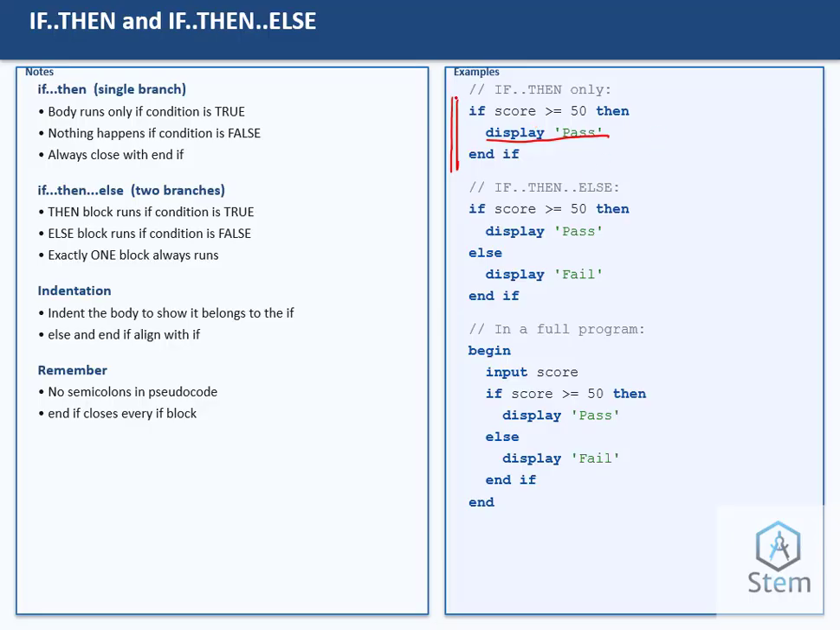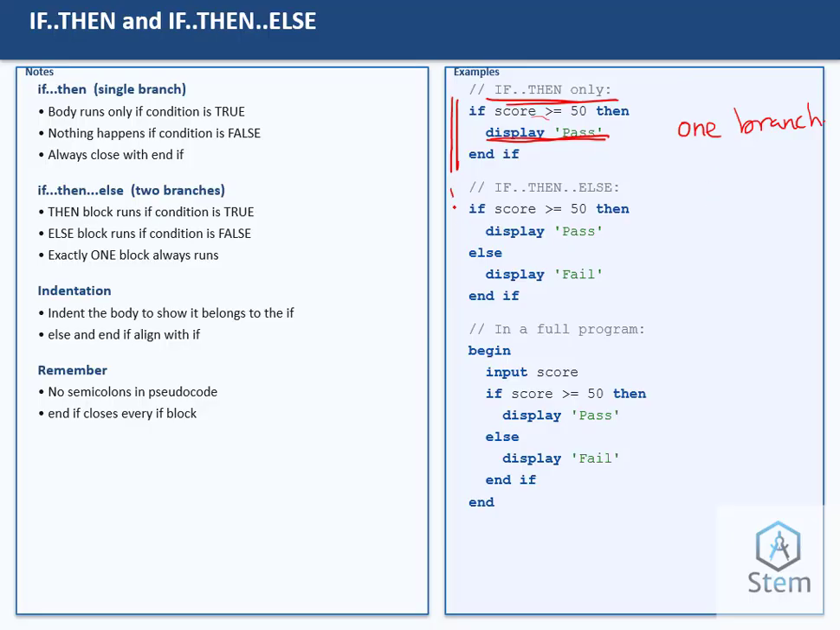Such a scenario is called if then only. We say there is only one branch. If the mark is greater than, we display the branch. Anything else, we don't know what's going to happen. The program just carries on as usual. So it's a one branch.